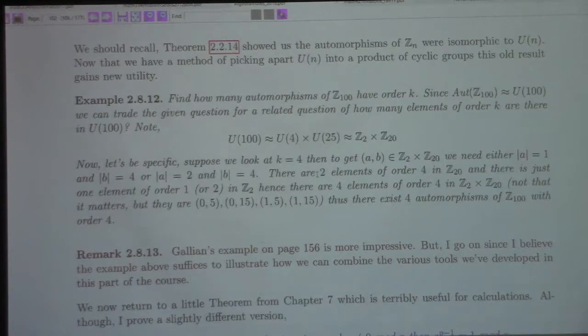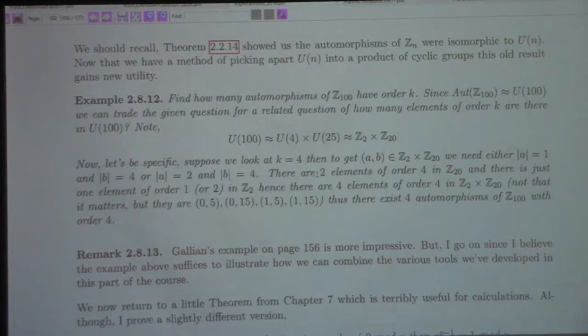There's 2, right? Because phi of 4 is 2. But there are 2 elements of order 4 here, and there are 2 choices here that will give me a least common multiple of A and B being 4. So I get 2 times 2, which is 4 total choices, 4 elements of order 4 in Z2 cross Z20. Not that it matters, but here they are. All right. So by this isomorphism, and the fact that isomorphism preserves orders, it follows that there exist 4 automorphisms of Z100 which have order 4.